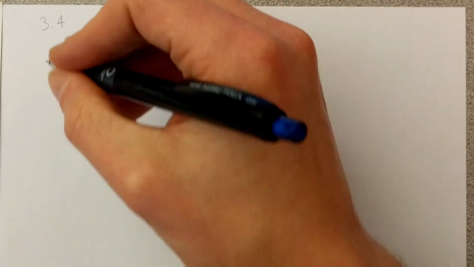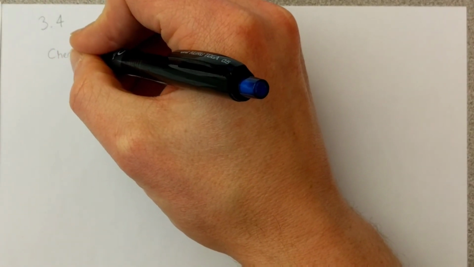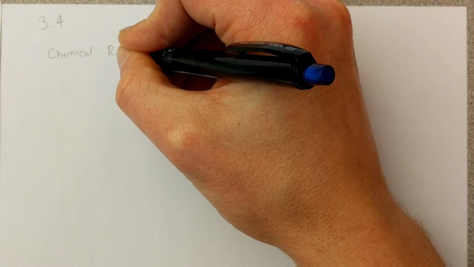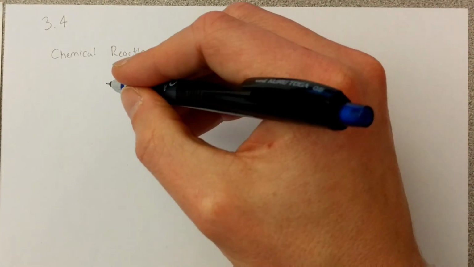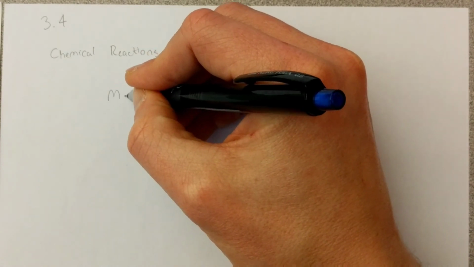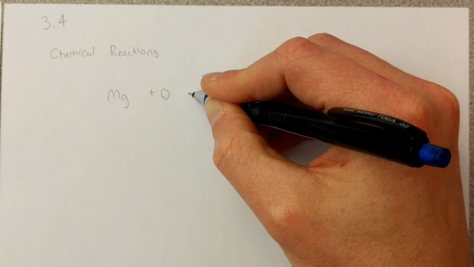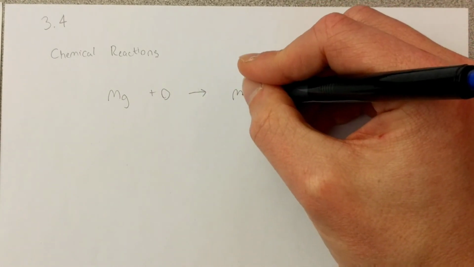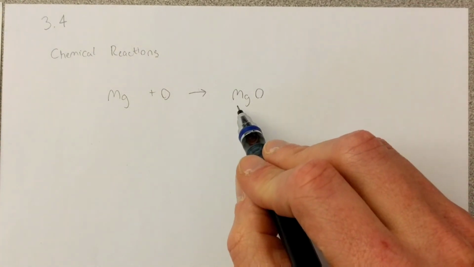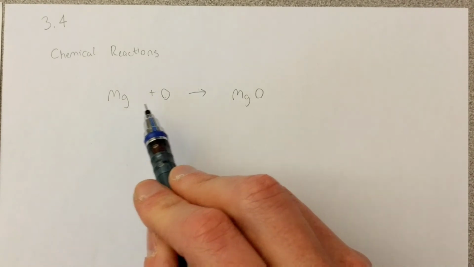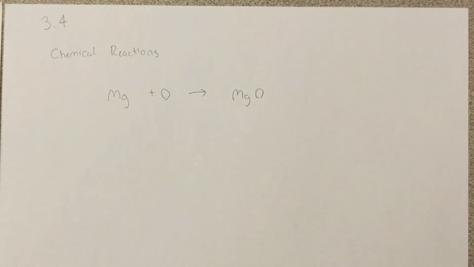So the first thing we're going to talk about is the idea of chemical reactions. A chemical reaction is any time we take one substance and create a completely new substance. So a process that changes a chemical substance into another. For example, we could take magnesium, add in some oxygen, and it's going to create or yield magnesium oxide. So we have created an entirely new substance that is different from the substances that we've started with. That is a chemical reaction.